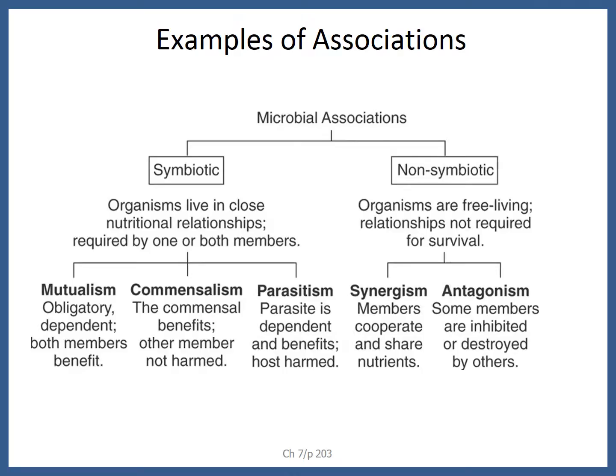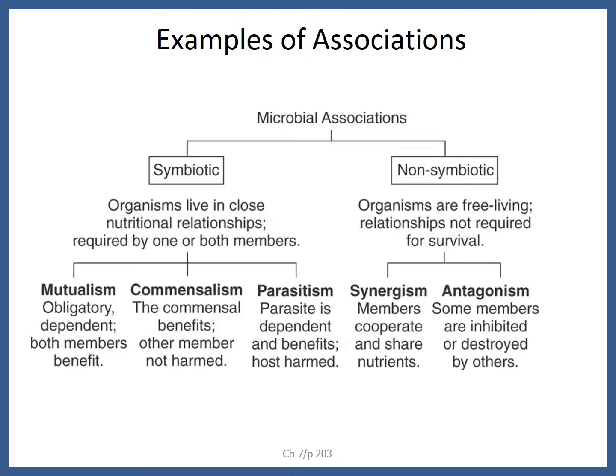The first thing we'll start with is terms we can use to describe microbial associations. So many of these terms, if you've taken a class in ecology before, you'll recognize them because we can use them to describe other types of associations between organisms. So we'll start out with what we call the symbiotic, or if you've talked about this in an ecology class, symbiosis, which are when organisms are living in close relationships.